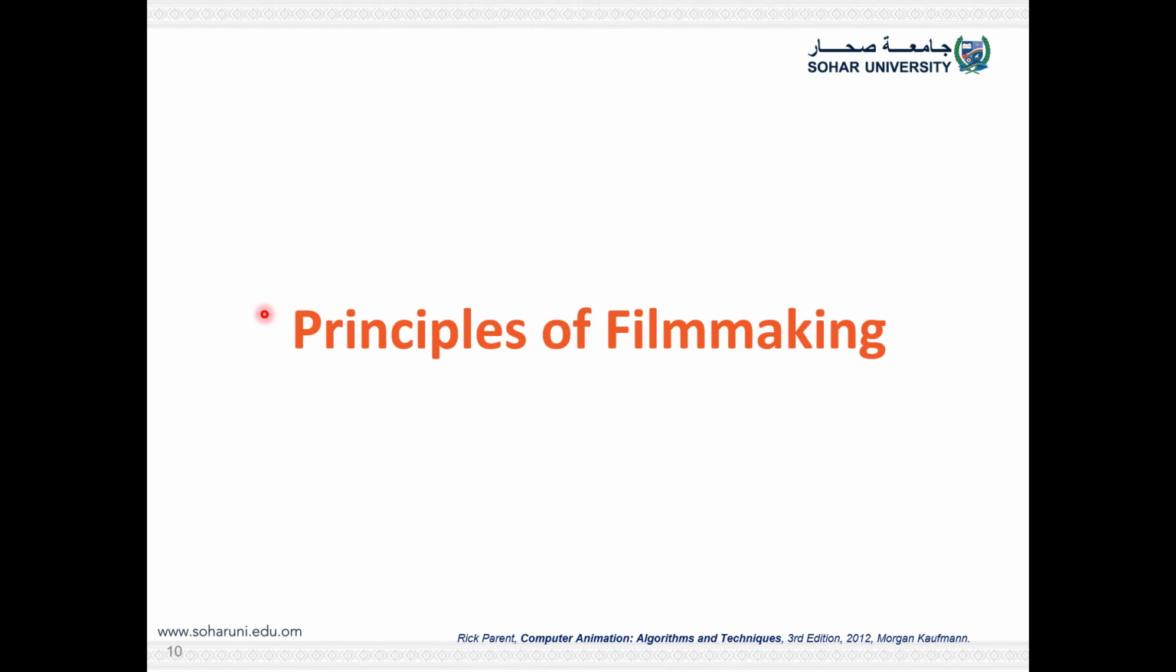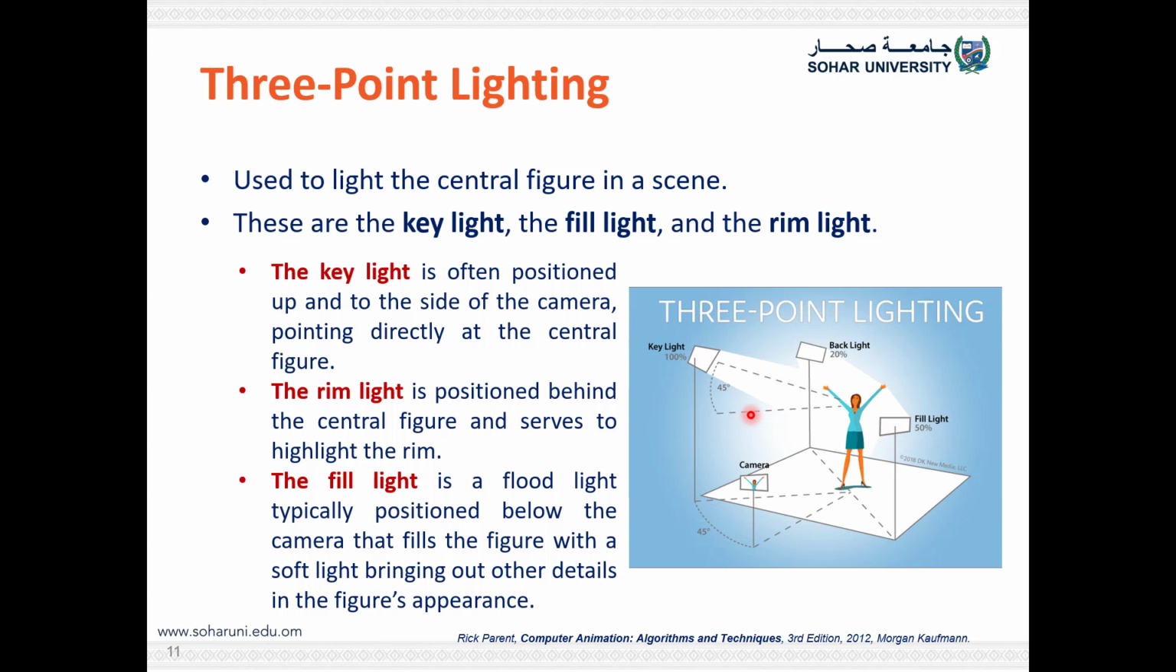Now, another part, we have it in task 1, we need to understand the principles of filmmaking. We have different principles, and I will try to simplify these principles. The first principle for filmmaking is called 3-point lighting. Now, why do they use this method? The purpose is to light the central figure in a scene. So I need to light the central figure. What method do they use to do that? They use this principle, which is called 3-point lighting.